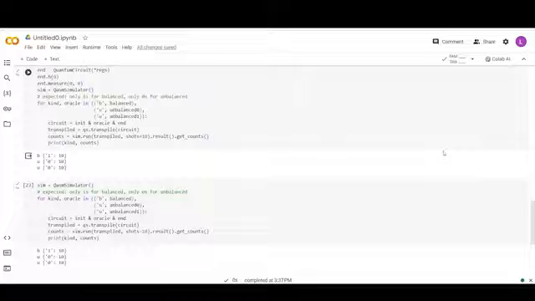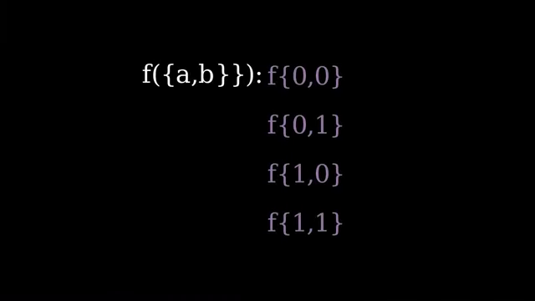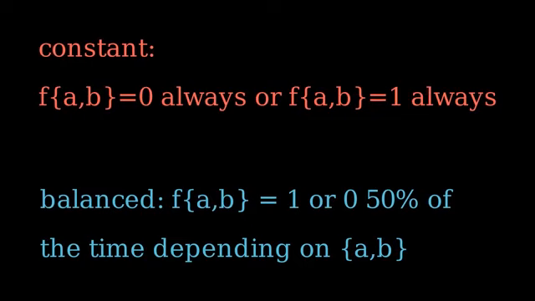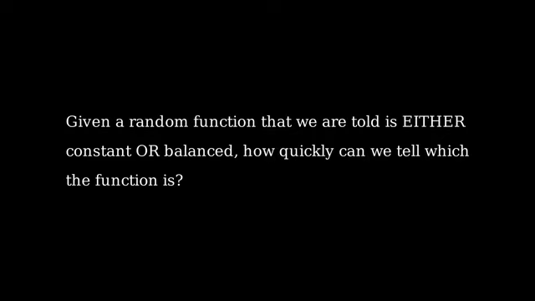Imagine we have a function, let's call it f, on a configuration of 2 bits, such that it is either 1, constant, meaning all configurations are mapped to the same value, or 2, balanced, exactly half of the configurations map to 1 and the other half map to 0. We know in advance that our function is one of these two categories, but we don't know which.